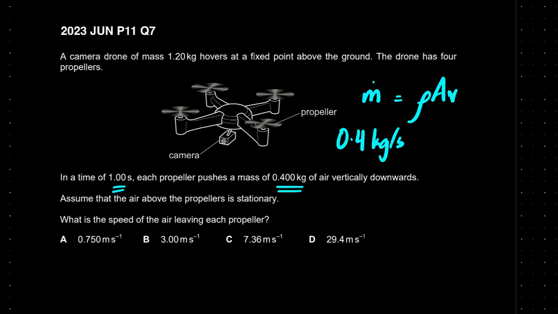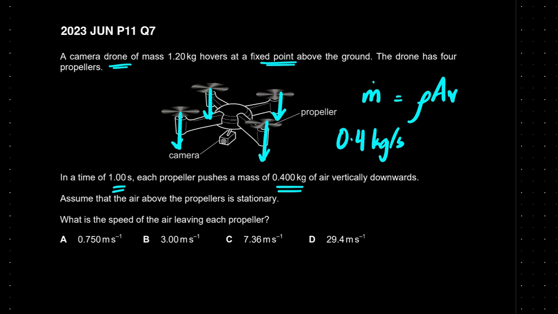Instead, what if I think about momentum here? Because this camera drone is at a fixed point above the ground, right? So what's happening here is that each propeller is basically propelling air downwards. So all of these are pushing air downwards through all of these fans.